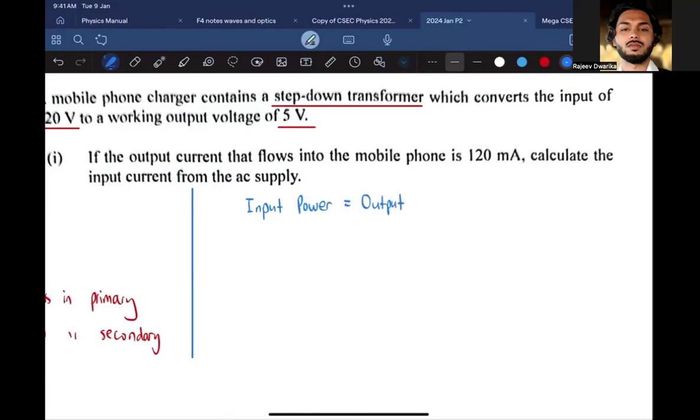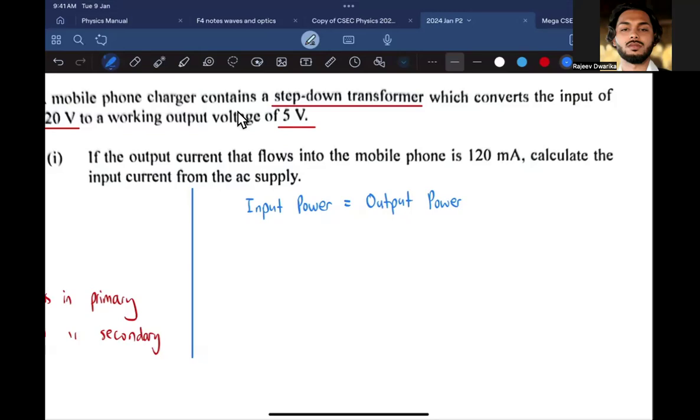Let me give you a good example where input power is equal to output power. If you study for your physics exam, your output is going to be what? You'll pass, right? If you don't put in much input, your output wouldn't really be nice.